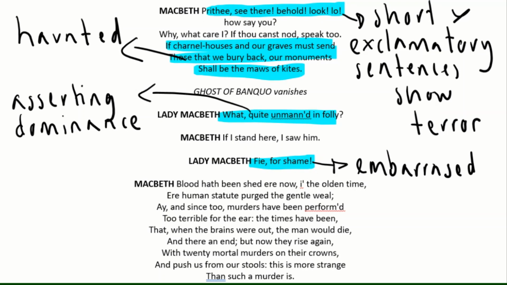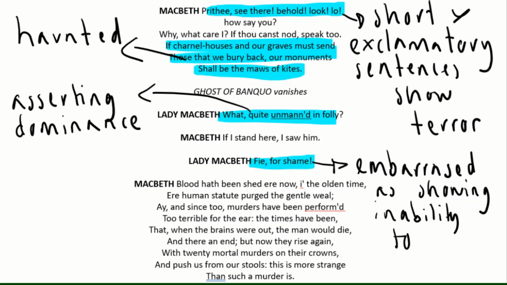Embarrassed as showing inability to rule. Obviously bearing in mind that all of the attendant lords are currently watching this unfold. Okay, pause here if you need a second. We're going to move on.